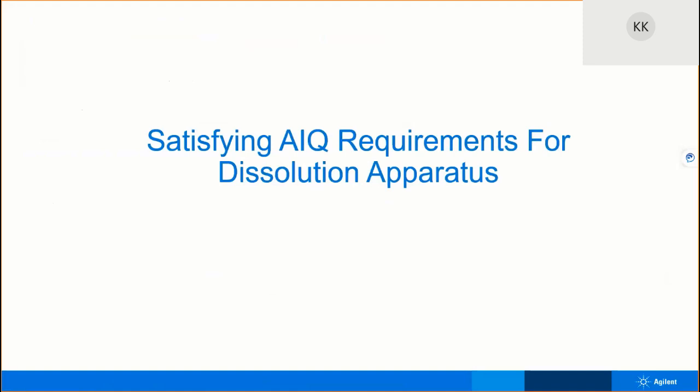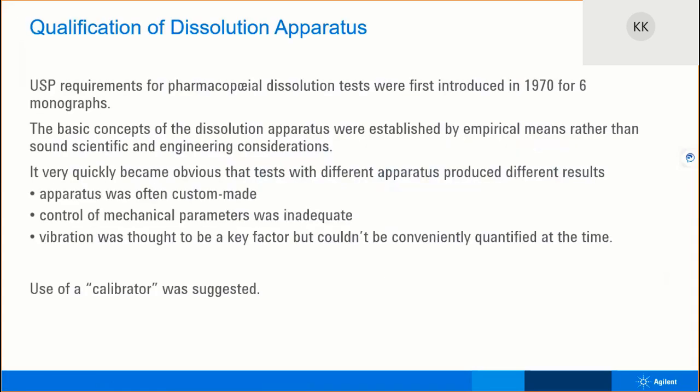So let's come to quite a different topic, and that is satisfying your analytical instrument qualification requirements for the dissolution apparatus, right? So the USP requirements for pharmacopoeial dissolution tests were first introduced in 1970 for 6 monographs. That's when it started. And the basic concept of your dissolution apparatus was really established by empirical means rather than sound scientific and engineering consideration.